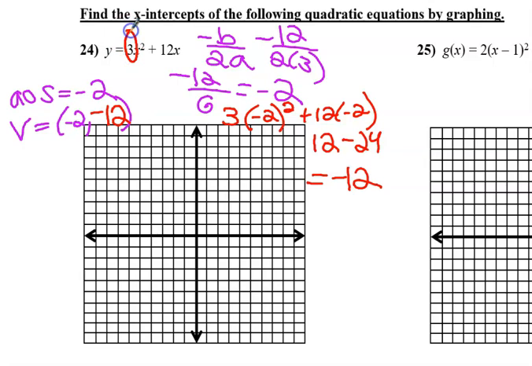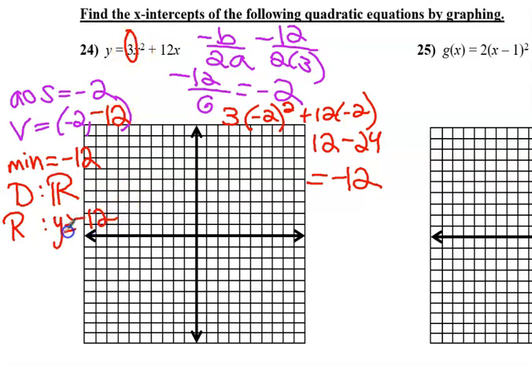It's a minimum because your a is positive. Your minimum value is -12. Your domain is all real numbers. Your range. What is your range? Well, it's this number, -12. It opens up, so it's greater than or equal to. So all of that information comes from that -12. All right, how on earth do we find these x-intercepts? Let's do it. So -2, -12.